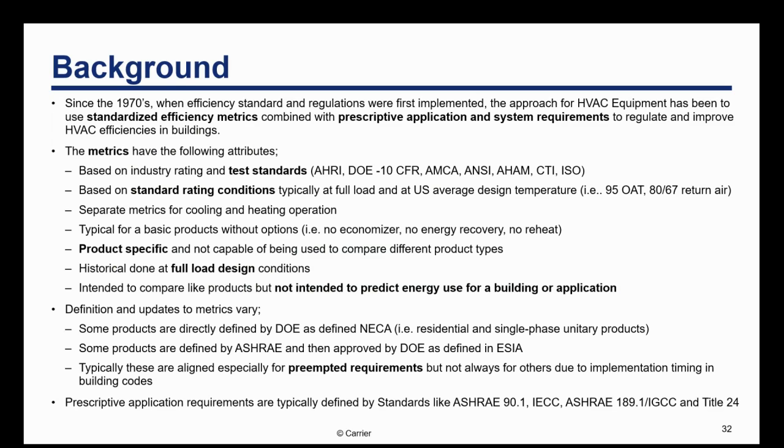A little bit of history on mechanical efficiencies. They started back in the 1970s, and we tend to treat mechanical equipment like air conditioners and chillers as an appliance. So they tend to have a standard efficiency metric. And then they also have some prescriptive requirements that cover things like economizers. These metrics are based on industry standards like the ASHRAE standards, Department of Energy, AMCA, ANSI, AHAM, various organizations' rating standards. They're always typically at standard rating conditions. It represents an average US condition, like 95-degree ambient, 80, 67 degree return air, and it may or may not be the conditions you're going to see in your building.